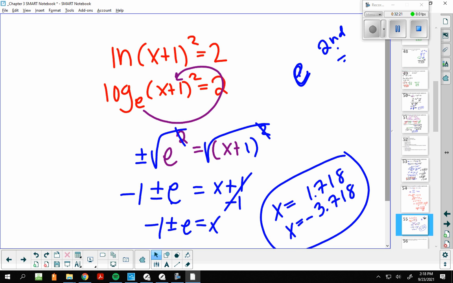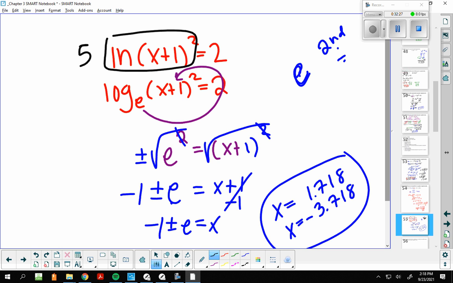The first step, make sure your natural log gets isolated. If there was like a 5 here, then you'd have to divide by 5 first, and then you can do what we just did. So you've got to isolate it first, then you can do that. I will take questions on your homework tomorrow, then we'll review, and then we'll do the quiz. So there's 3 questions from today.